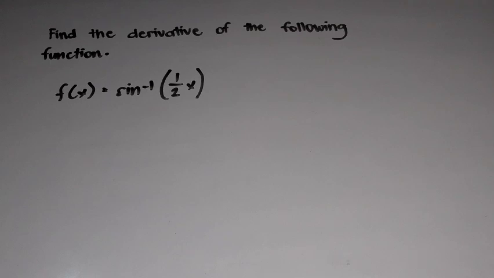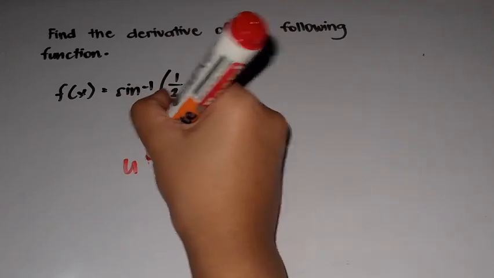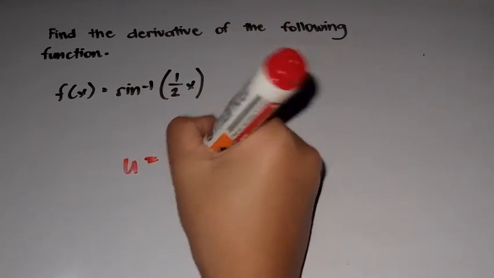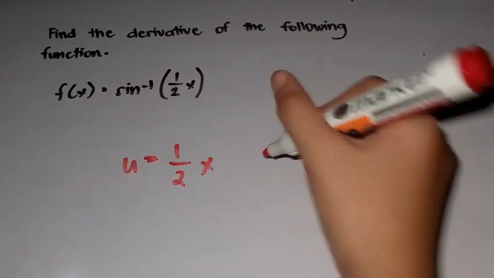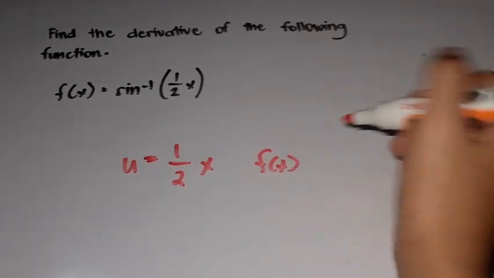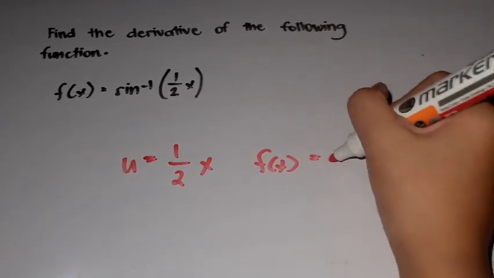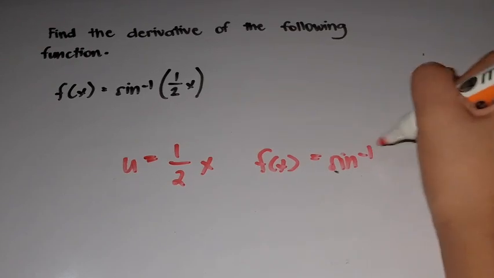We are given f of x is equal to arc sine of 1/2 x, and we will find the derivative of this function. Let us first define a substitution for simplicity. Let u be 1/2 x. So f of x is equal to arc sine u.